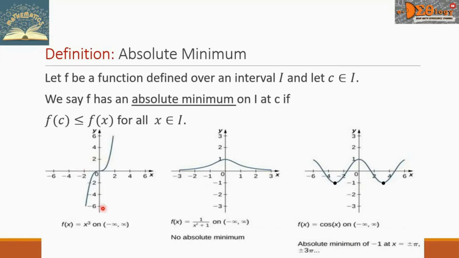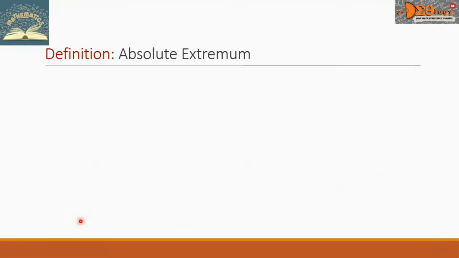Another example is the function f of x equals x cubed on the interval negative infinity to positive infinity. We say that there is no absolute minimum for this graph. This part of the graph will continuously go down up to infinity.